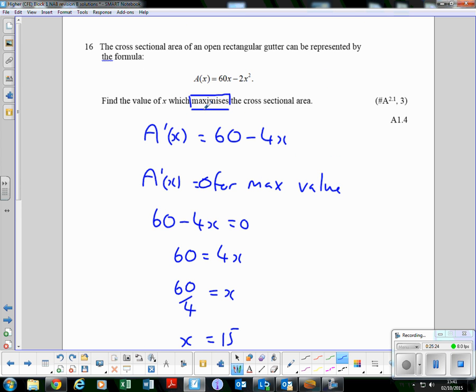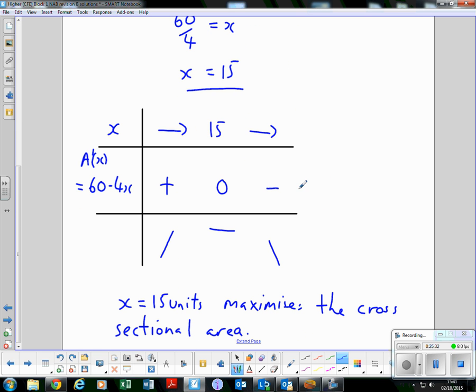Now we need to justify that that's a maximum. We can't just assume it's a maximum, we need to justify it. So we need to do that via a nature table as always. So we'll look at 15, we'll look before 15, and we'll look after 15. That is the only turning point, so we can pick any value that we want to. The natural thing to do would be to pick 14 and 16, but if we're being a little bit clever about it, we can make life slightly easier for ourselves.